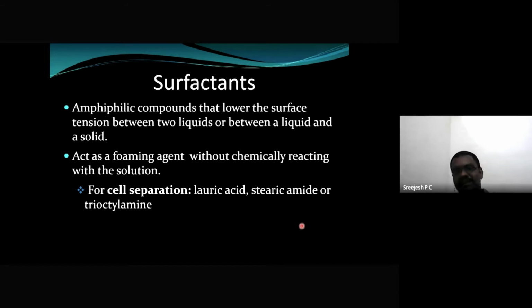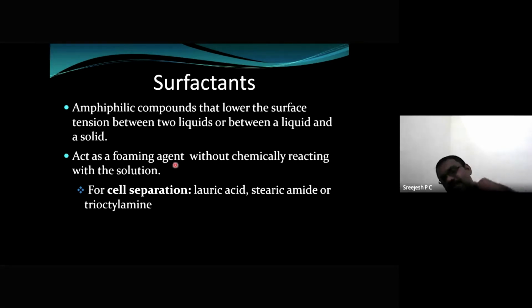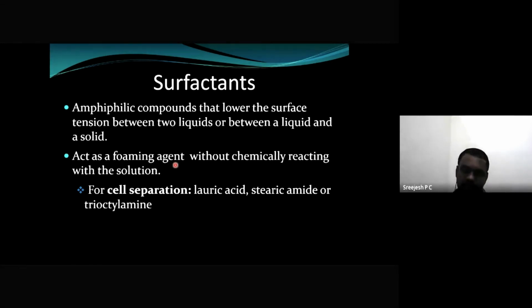Normally surfactants are amphiphilic compounds. We know how amphiphilic compounds behave. They have both hydrophilic and hydrophobic regions in them. What they do is lower the surface tension between two liquids or between a liquid and a solid, and they act as a foaming agent. It is nothing but soap. It will behave like a soap solution, isn't it?